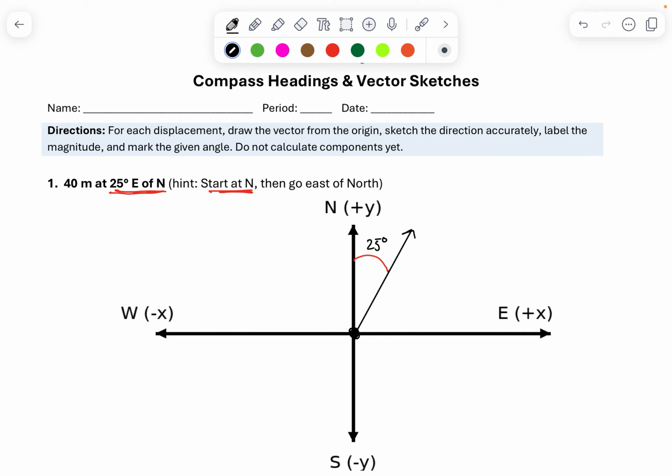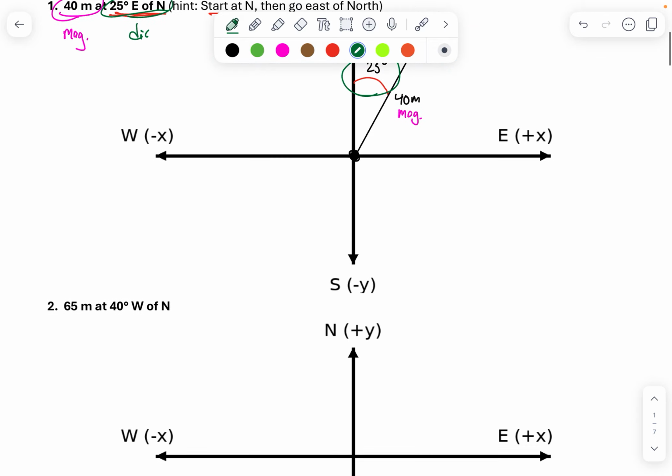I'm going to draw an arrow, because it has a direction. We're going to talk more in class about why that's so important. It's got to have an arrow. And I'm going to label it 40 meters. So now I've got the magnitude, the number right here, and the direction, the angle right here. You put those together and you've got a vector. And that's it.